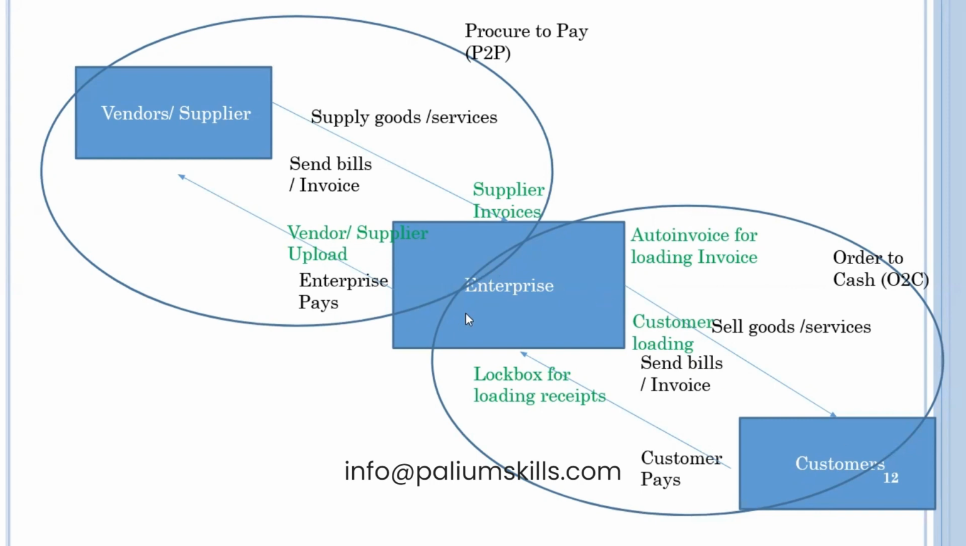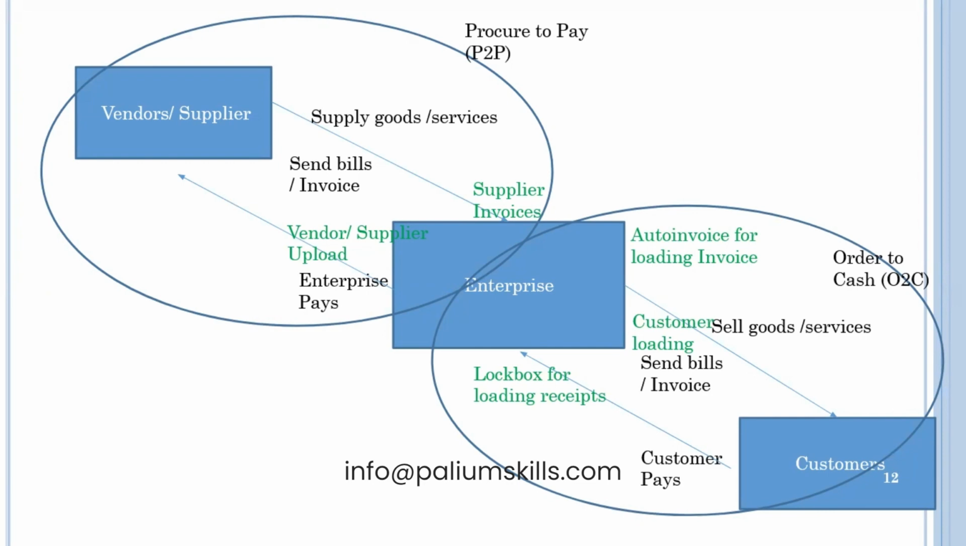So the enterprise is selling the goods or service to the customer. They will send a bill to the customer. Customer will pay for that. That will be recorded as a receipt saying that we have received such and such amount from you. You meaning the customer.